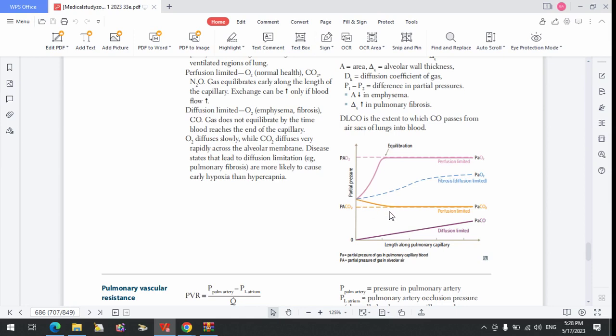But for oxygen, in the pulmonary artery it is very low. So it's starting from 46 and increasing to 100, the value of the alveoli, which is PAO2, which is what you are seeing here, equilibrating. But if you go to that of carbon monoxide, it is never equilibrating with the alveoli. You can see that it's not touching any of the lines. It's just diffusing in, but it's not equilibrating.